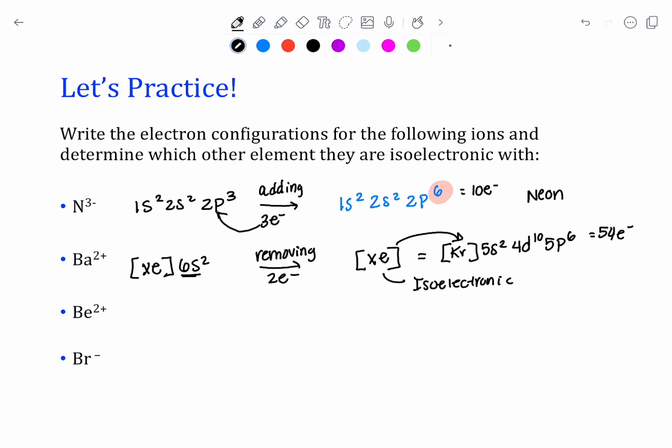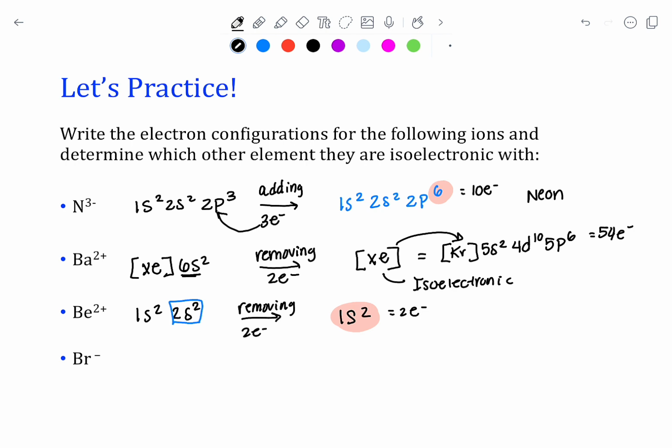Beryllium is element number 4, so we only have 4 electrons. So we have 1s2, 2s2. If it's a 2 plus, we are removing 2 electrons because we're going to have more protons than electrons, so electrons need to be removed. So that leaves us with 1s2. Those electrons that are being removed are coming from the 2s orbital, and those are the 2 electrons that we are removing in total. So we're left with an electron configuration for Be2 plus as 1s2. So that has a total of 2 electrons.